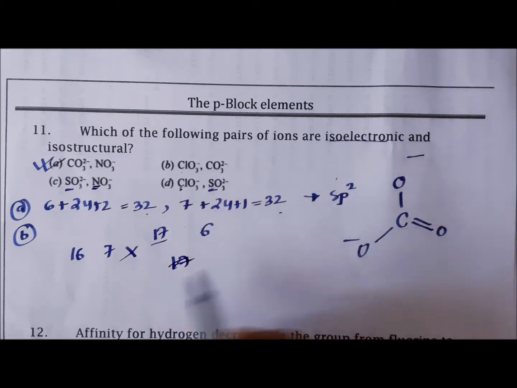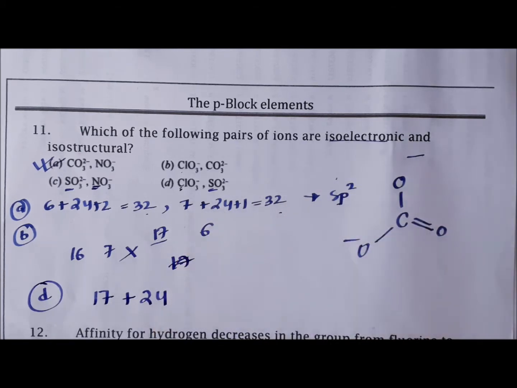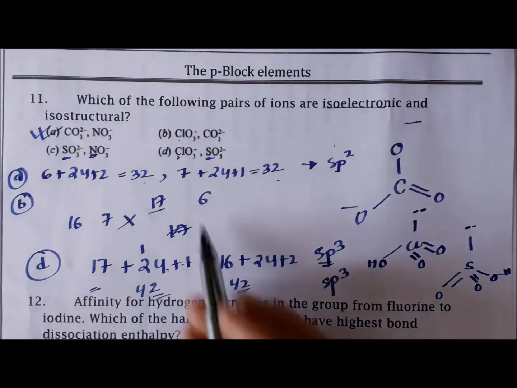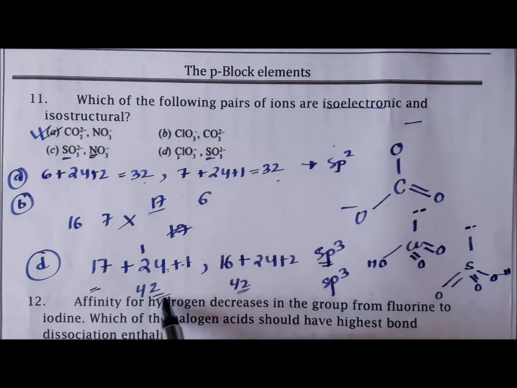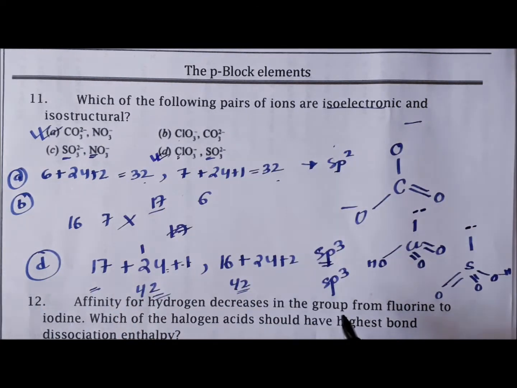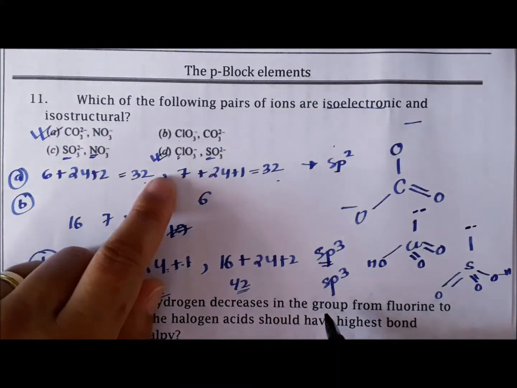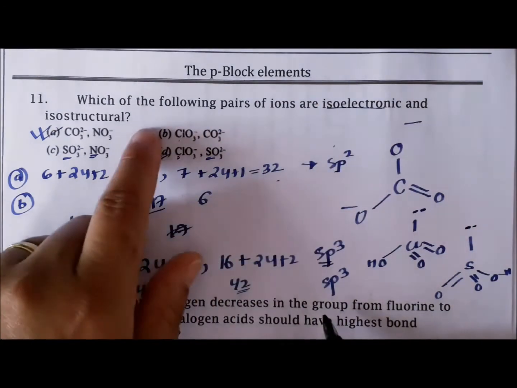So this is 17 plus 24, and option D, both contain the same number of electrons, 42, 42, and both have the same hybridization state sp3 and the same structure, pyramidal. So again option D is a correct option. So A and D are the pairs of ions which are isoelectronic and isostructural.